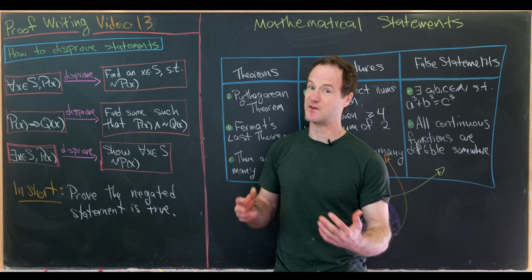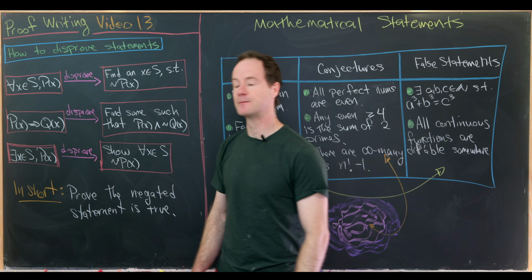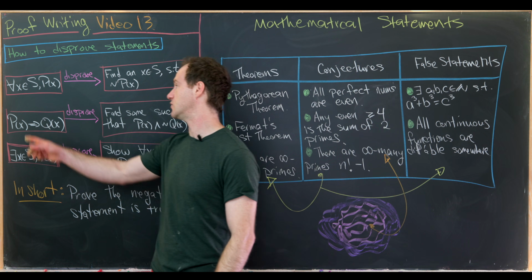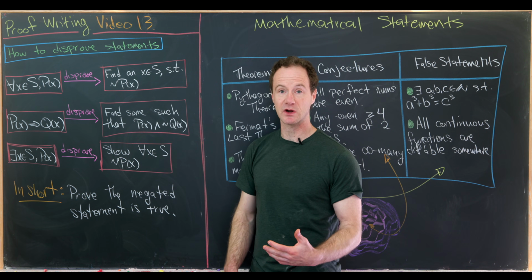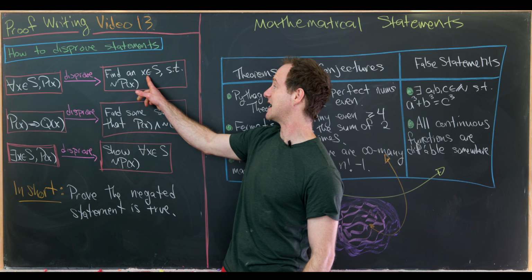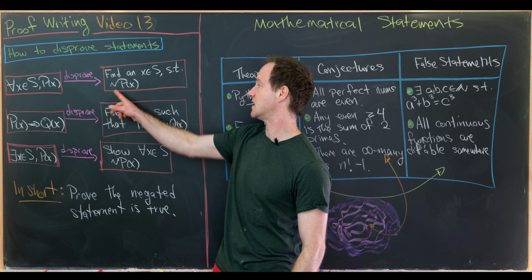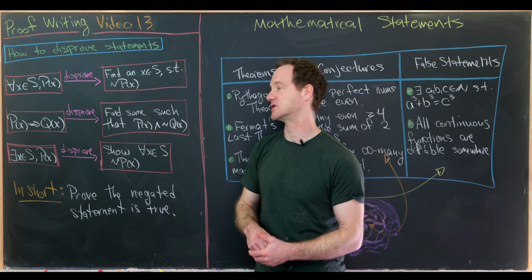But just to have some very simple outlines down on the board, what if we've got a universal statement? Let's say we want to disprove the universal statement for all x in S, P of x. Then you would want to show that its negation is true. But what that boils down to is finding an x in S such that not P of x. So that for all statement turned into an existential statement.